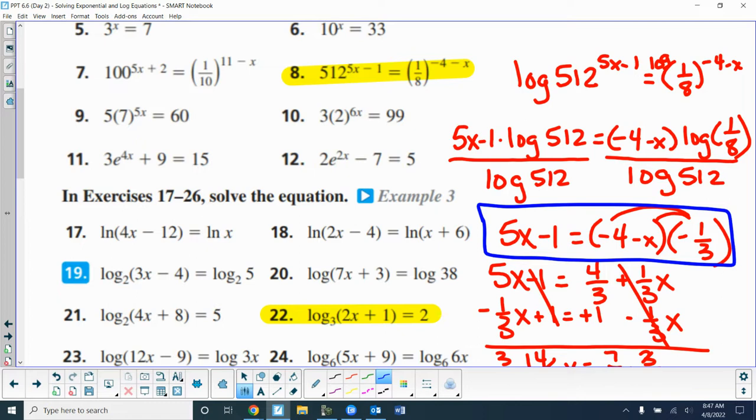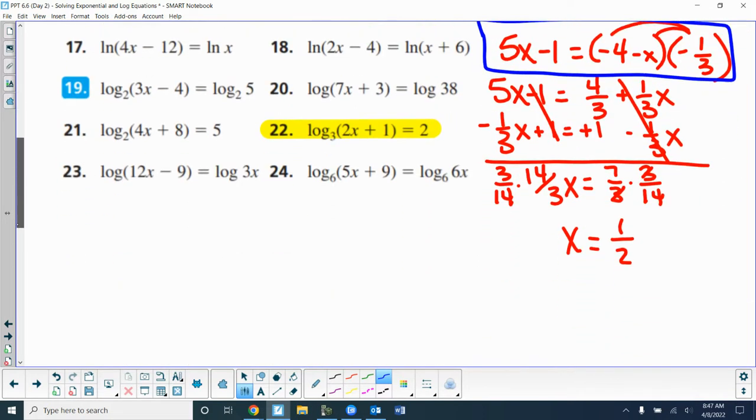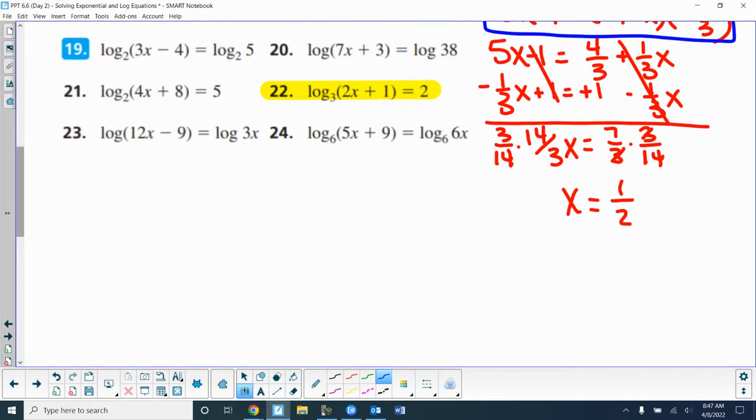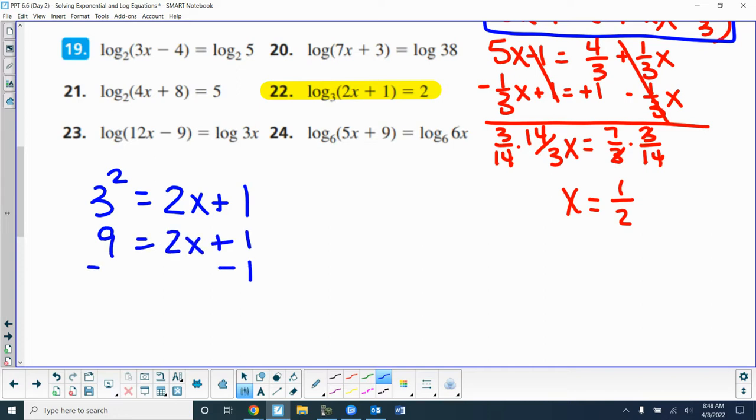All right. Number 22 was the other one I asked you to do. So all we need to do is rewrite that in exponential form. What's the base? 3. What's the exponent? 2. And what's it equal? 2x plus 1. So that's all we're doing, is rewriting it exponentially. Well, we know what 3 squared is. What is it? 9. And then just solve.